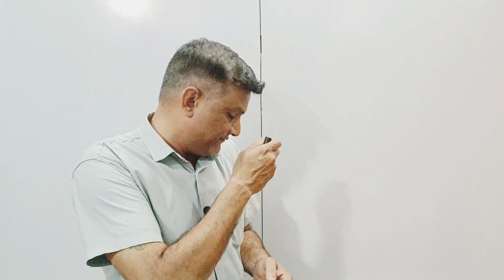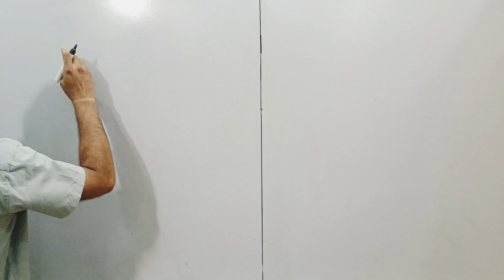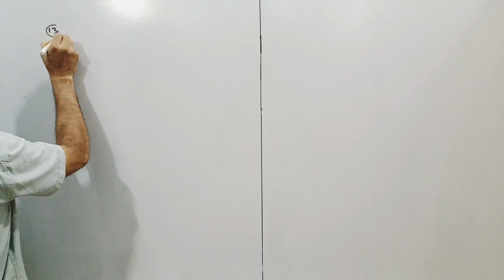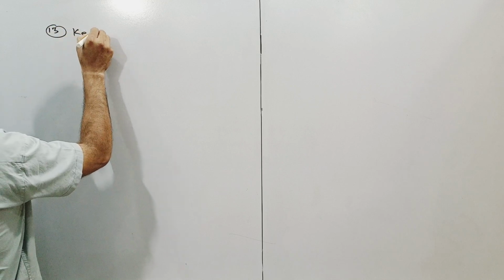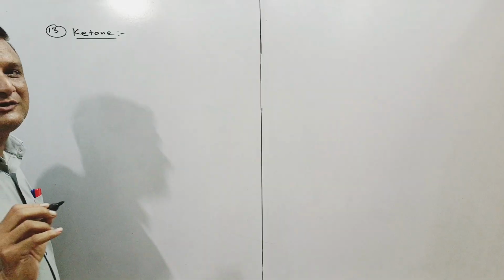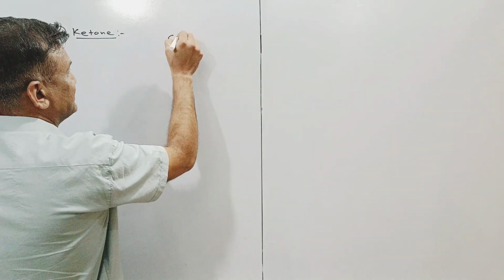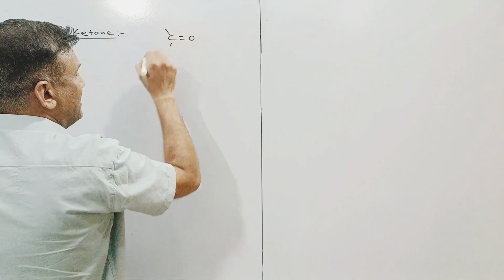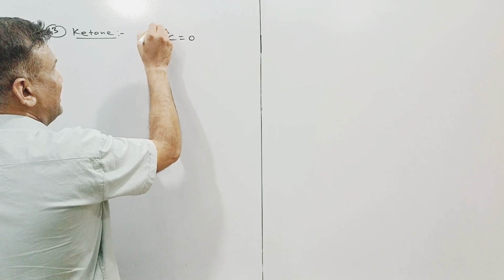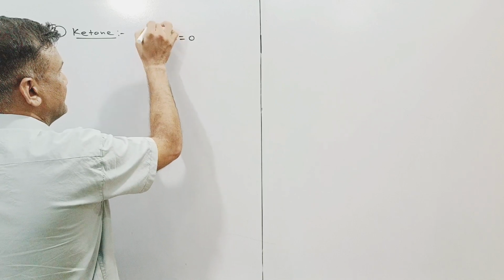Now we'll go with the very important functional group, that is the 13th functional group known as ketone. If we go with the ketone, then ketone is also a carbonyl compound. As we have discussed in previous video, this is the carbonyl group, and whenever these two free valencies of the carbon are attached to alkyl groups, then those are known as ketones.